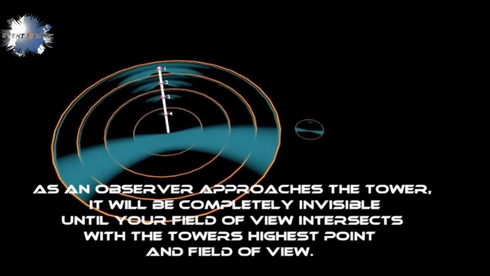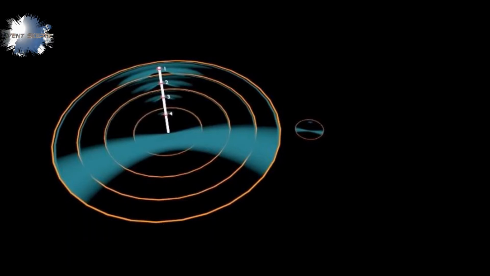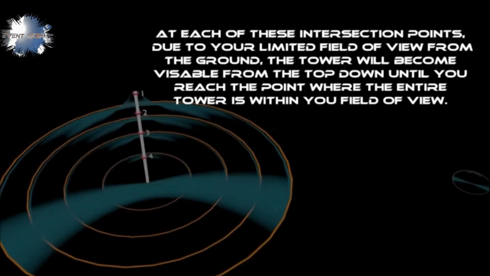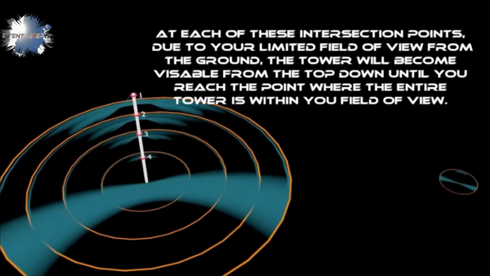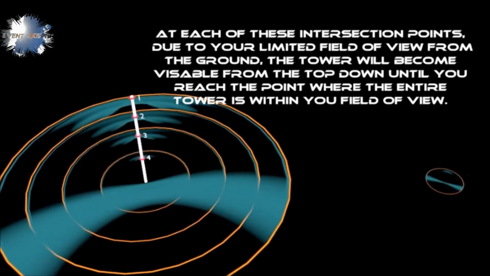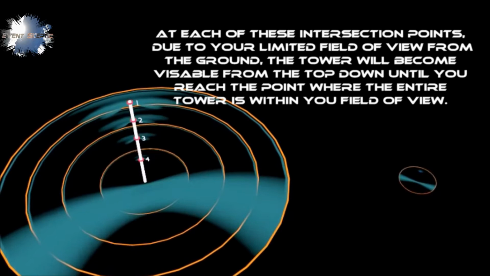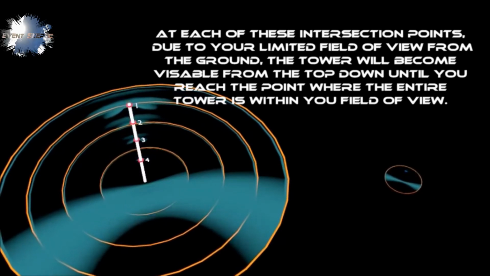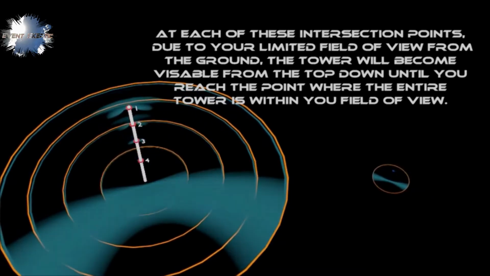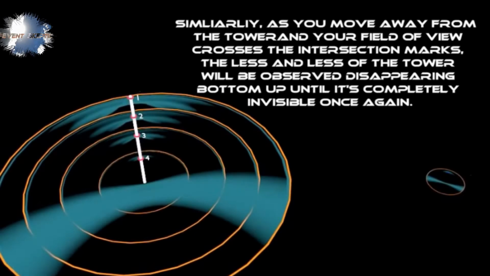As an observer approaches the tower, it will be completely invisible until your field of view intersects with the tower's highest point and field of view. At each of these intersection points, due to your limited field of view from the ground, the tower will become visible from the top down until you reach the point where the entire tower is within your field of view.